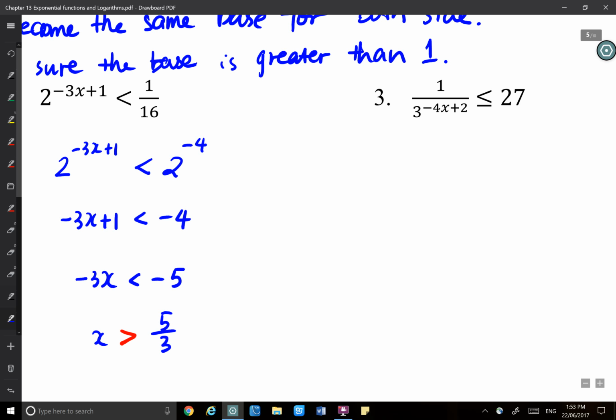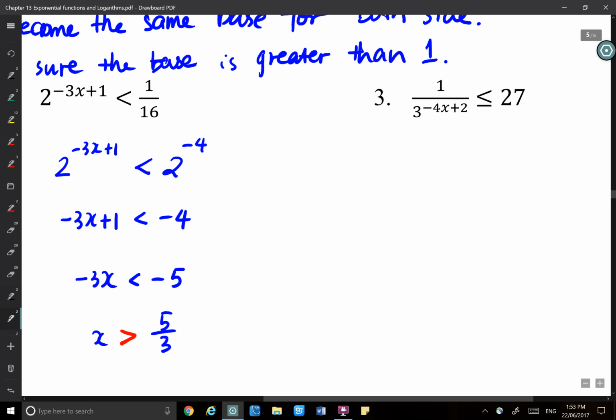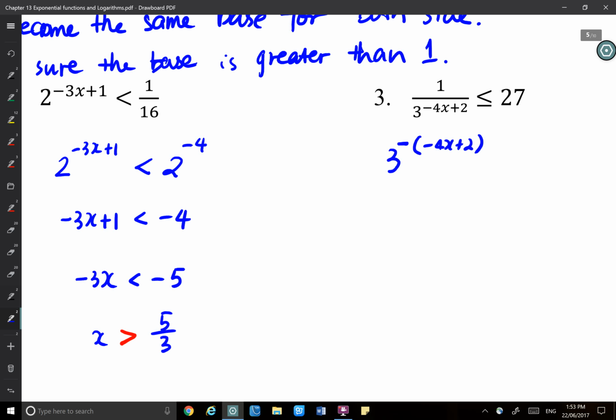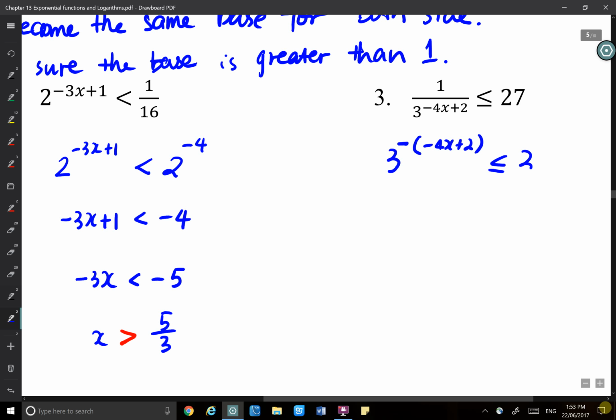Okay, for this one, 27 is 3 cubed, so I can make a base of 3. So this one will be 3 to the power of minus bracket minus 4x plus 2, where minus 4x plus 2 is in the bracket and the minus on the whole power says that's reciprocal, is smaller or equals to 3 to the power of 3. Then 4x minus 2 will be less or equals to 3. 4x less or equals to 5. x less or equals to 5/4.